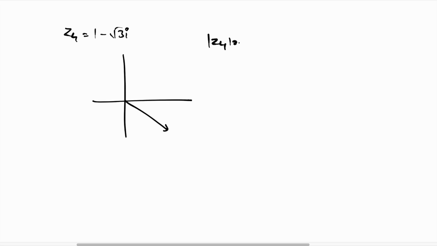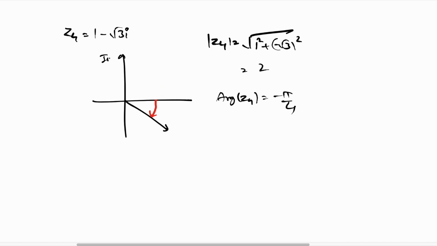Again, the same procedure, finding the modulus using the Pythagoras theorem. So 1 squared plus root 3 squared, which is 2. And the argument, if I find on the GDC again, I'll get it as minus pi over 4. So minus pi over 4 denotes this angle calculated clockwise from the positive real axis. This is imaginary and this is real.